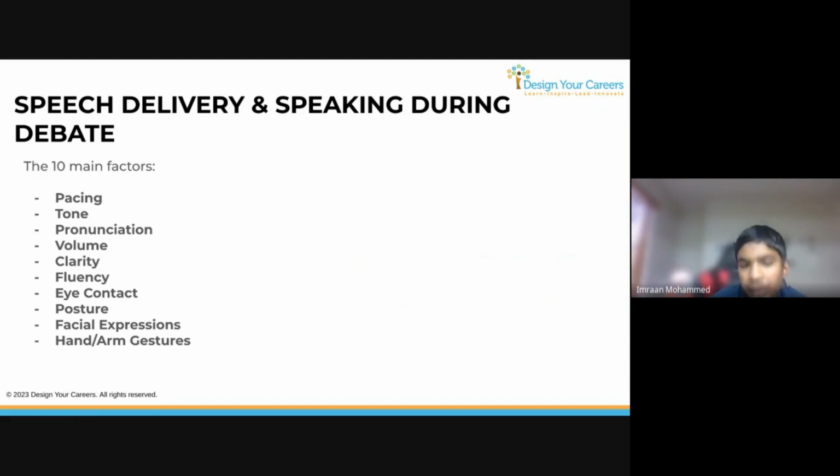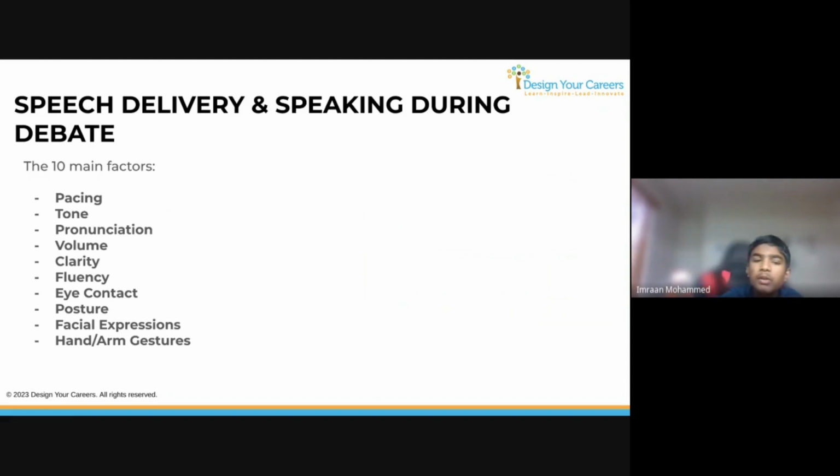Eye contact, posture, facial expressions, and hand-arm gestures, these are auxiliary. These are your physical language. They convey more stuff about you. Like they convey how confident you are, how knowledgeable you are, why should the audience listen to you, how engaged should they be. All of this is conveyed through these auxiliary physical traits. Good eye contact, good posture, good facial expressions, and good hand-arm gestures could mean that your audience is more engaged and could mean that your audience takes away the speech better.